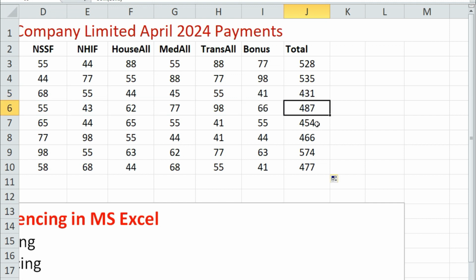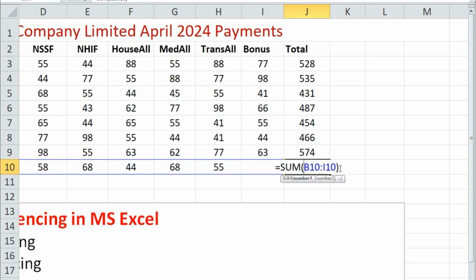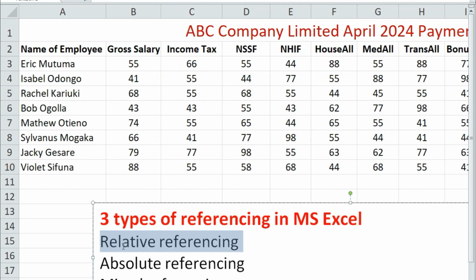B7, B8. We don't have any constant cell that is remaining constant. All the cells are changing, from B3 to I3 to B10 to I10. You see that? That is relative. When cells are changing like that, when the range is changing like that, that is relative referencing.